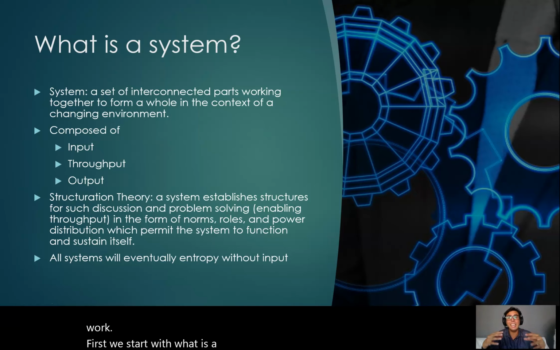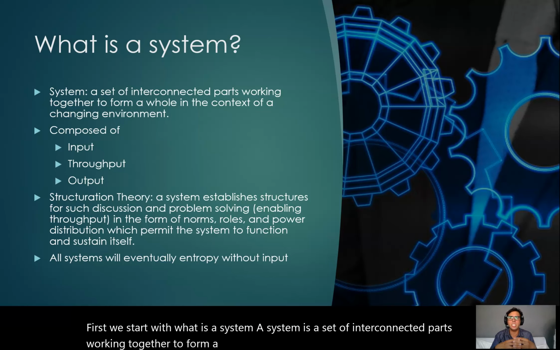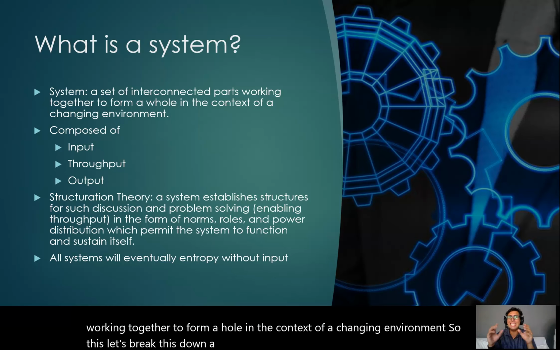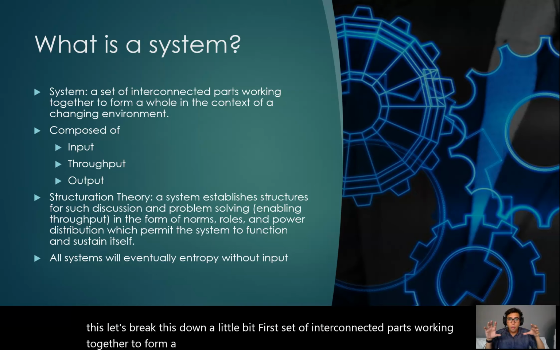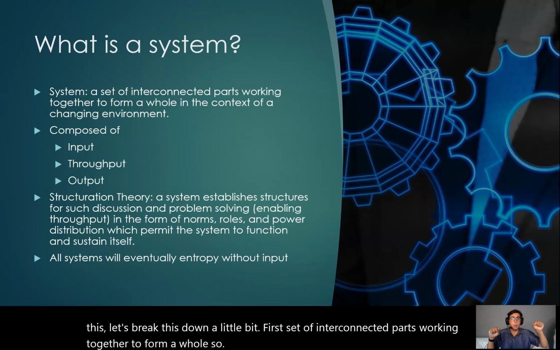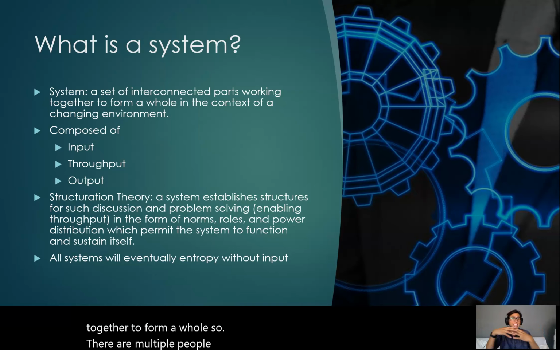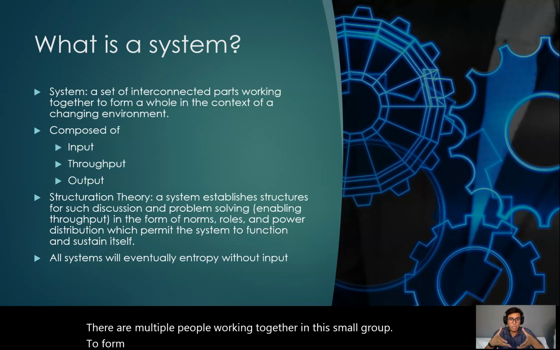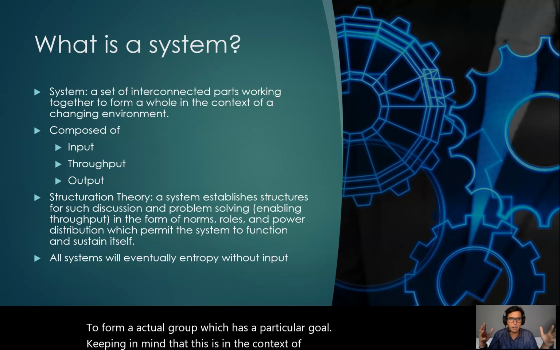A system is a set of interconnected parts working together to form a whole in the context of a changing environment. So, let's break this down a little bit. First, a set of interconnected parts working together to form a whole. So, there are multiple people working together in this small group to form a whole, an actual group which has a particular goal. So then keeping in mind that this is in the context of a changing environment.